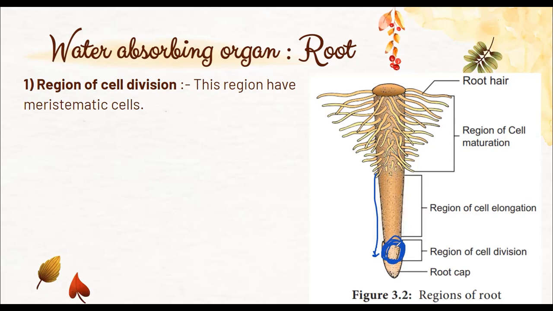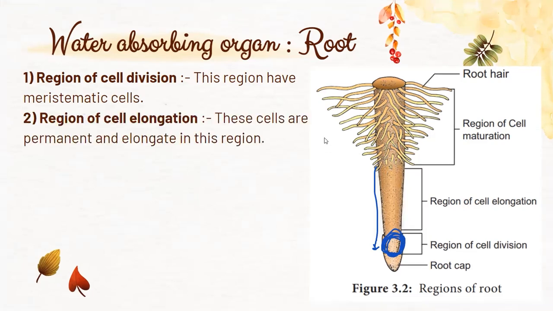This region of cell division, you can see it has a root cap over here. Yes, it has a root cap over here which protects this region of young cells from any damage or injury. As and when the root is growing, that is, it has to penetrate deep inside the ground, so this root cap will protect that.